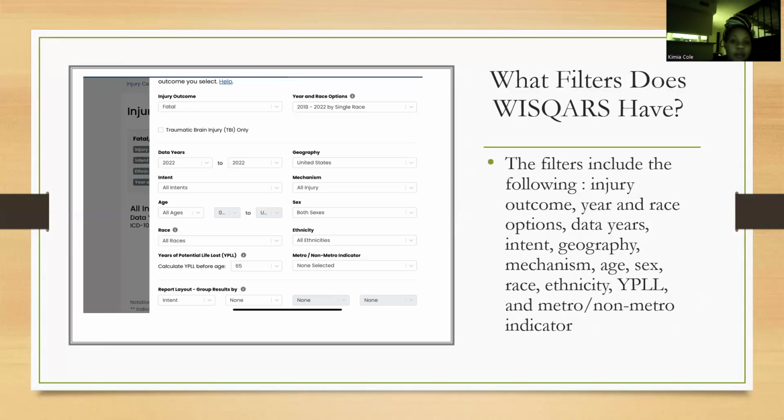To the left of the screen, I have a screenshot of the filters that I provided. The filters include injury year, injury outcome, race options, data years, the intent, geography, mechanism, age, sex, ethnicity, years of potential life loss, better known as YPLL, and metro and non-metro indicator. All of these can be changed and tailored to what you want.